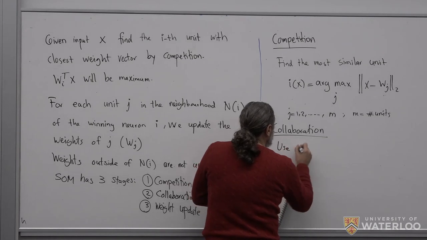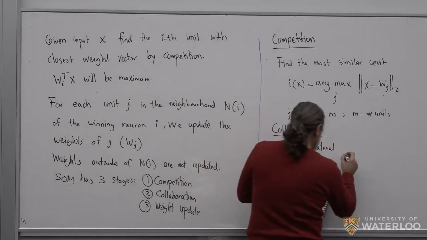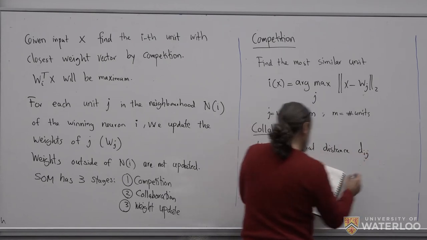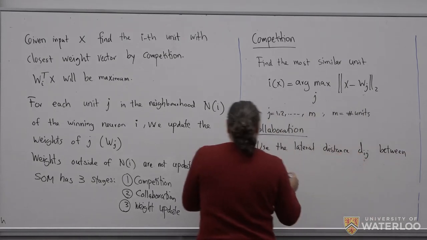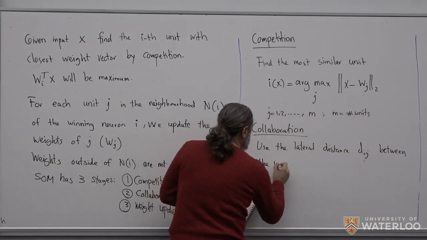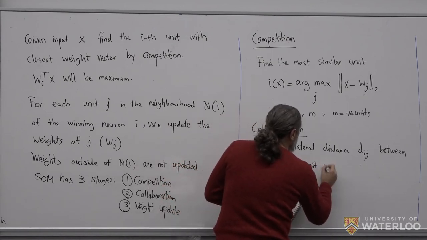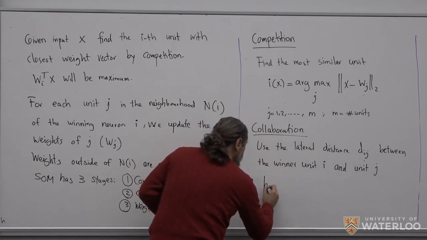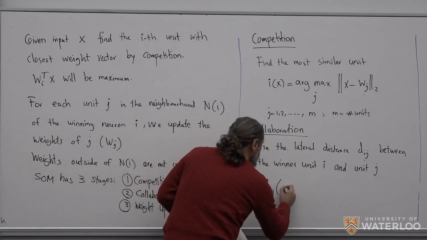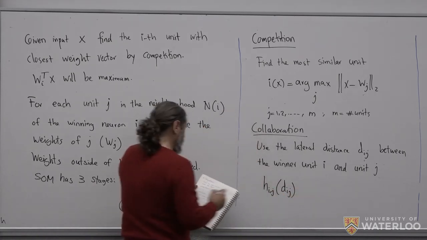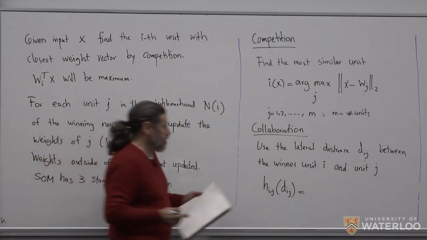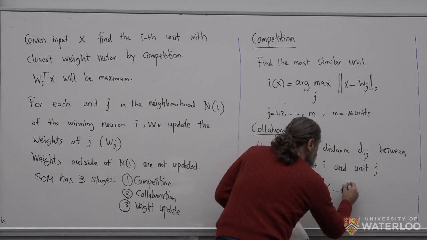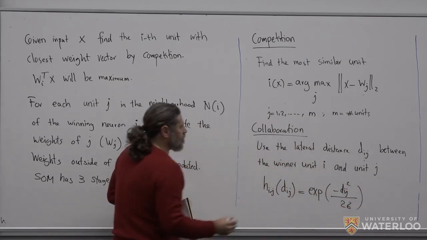So use the lateral distance d sub ij between the winner unit i and the neighbor unit j. So we have a function h_ij which is looking at the distance d_ij. And that distance, you can calculate it again with Euclidean distance, is some sort of Gaussian function: exp of minus the distance d_ij squared over 2 times sigma squared.